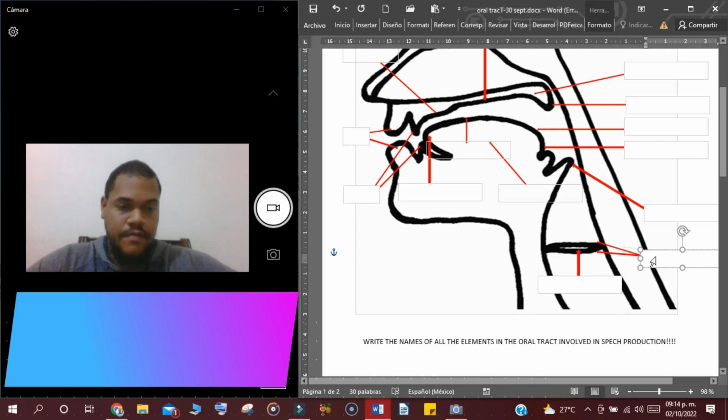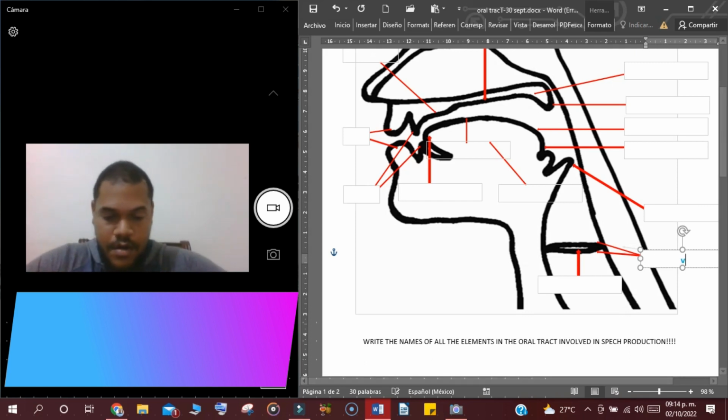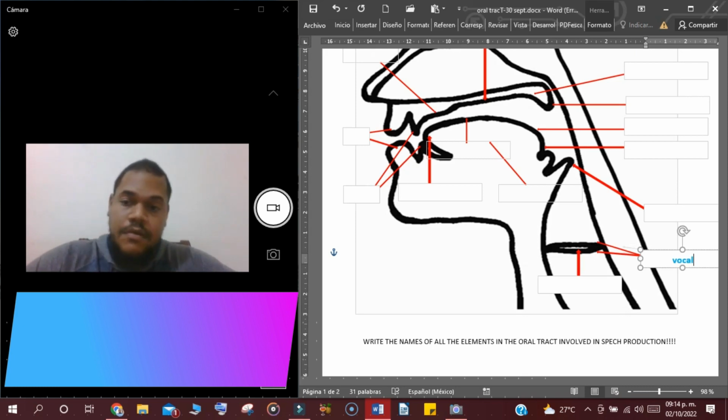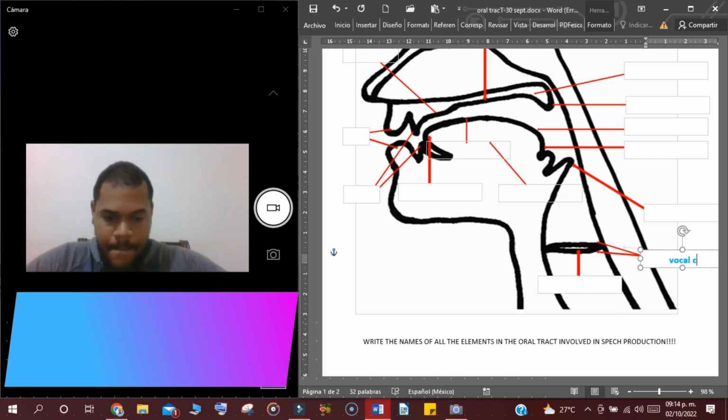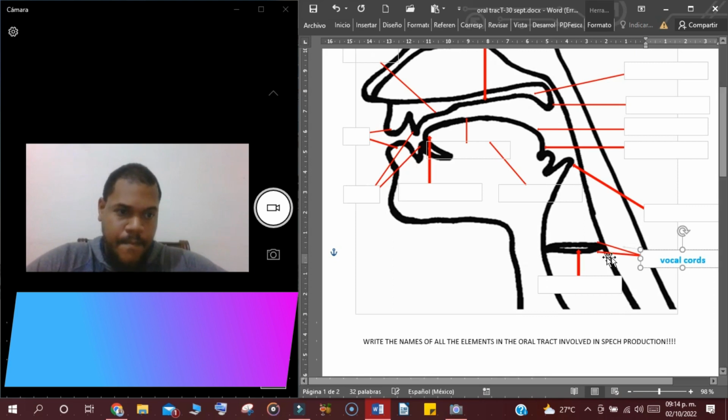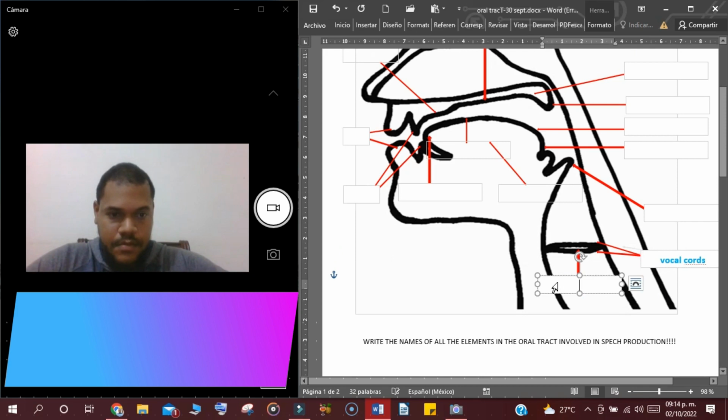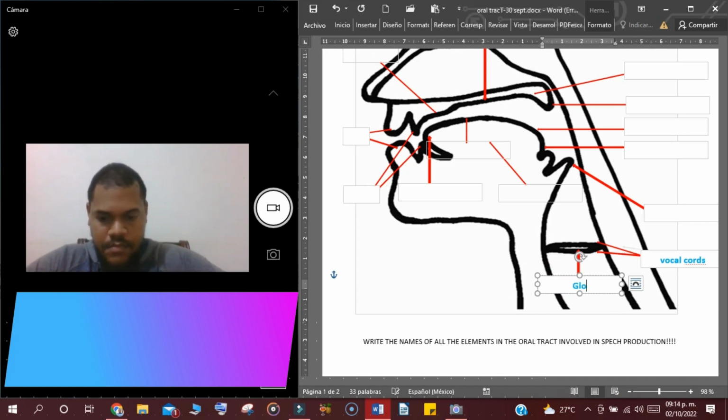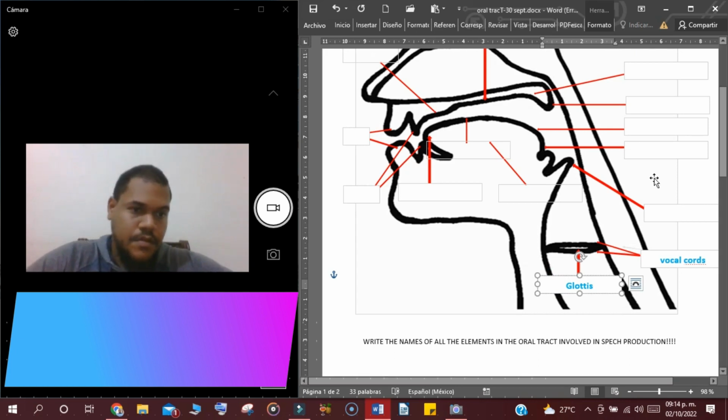So let's write here: vocal cords, also called vocal folds. Here is the glottis. Okay, let's continue.